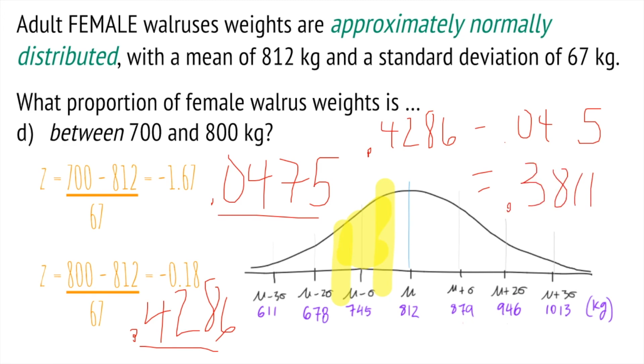So 0.3811 is our proportion of female walruses that weigh between 700 and 800 kilograms. Or again, you could write it as a percent: 38.11% of female walruses weigh between 700 and 800 kilograms.